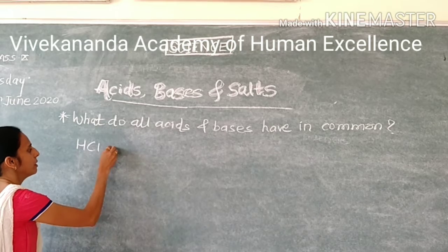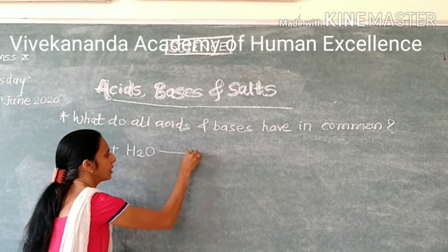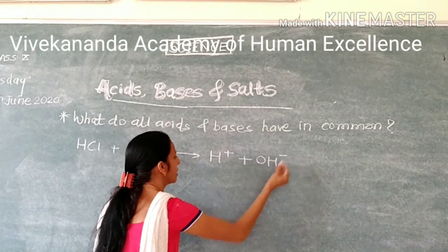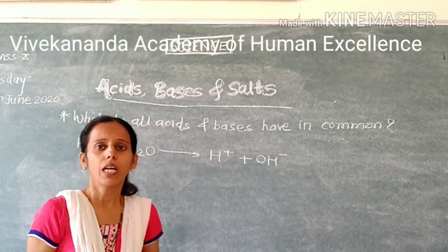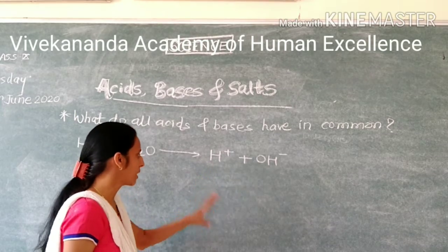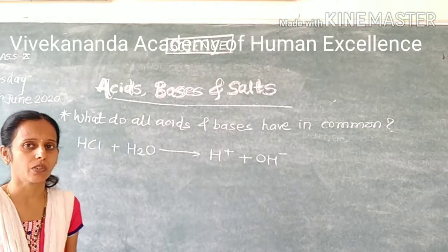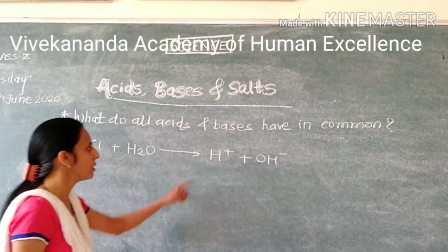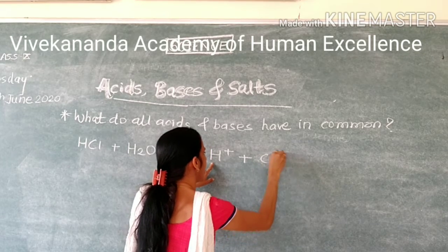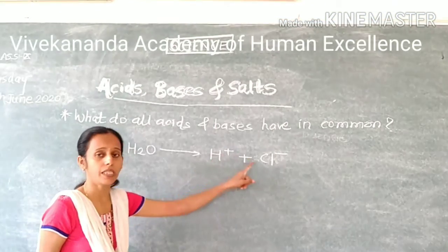HCl, when it is added into the water, it gets converted into H plus and Cl minus ions. It means that when acids are added into the water, there is separation of the ions. Which are those ions? If we have taken acid, then in acid the H plus ion is in common, and this H plus ion gets separated in the water solution. Here we have taken HCl, so in water solution it separates H plus ion and Cl minus ion.